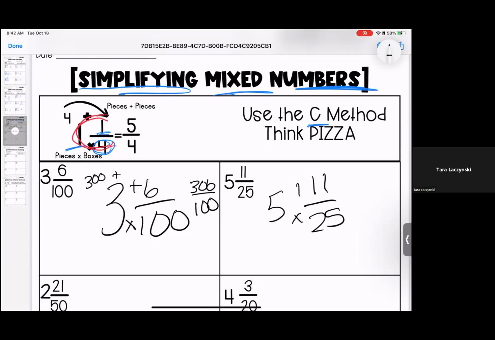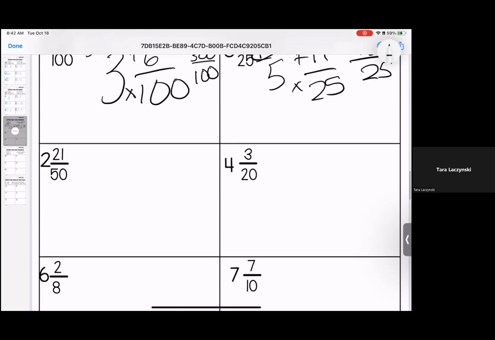Same thing, multiply by the bottom, add the top. Each box holds 25 pieces. If I have 5 boxes, that means I have 125 pieces. Add that to the 11 pieces that were in their own box, not a whole box, but still there. Keep our denominator, 136 over 25.